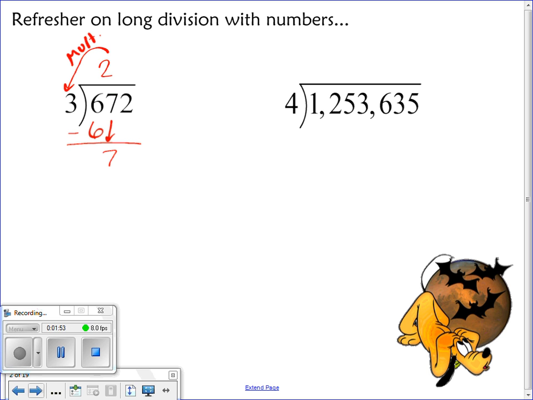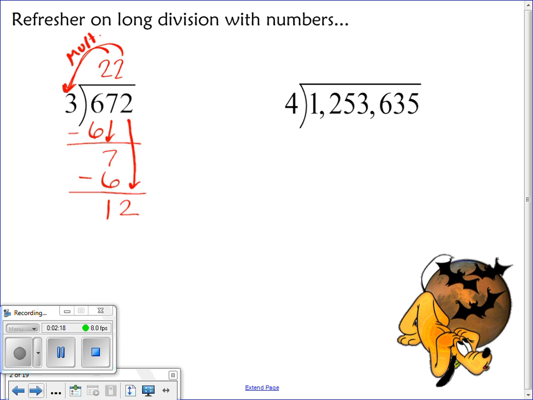Then we bring down the next number, and we start again. So how many times does 3 go into 7? Twice. You can bring down the 2 if you want, but I'm just going to bring down the 7. It goes in twice, and then we multiply. 2 times 3 is 6, and then you subtract. 7 minus 6 is 1. And we bring down the 2, and the process starts over.